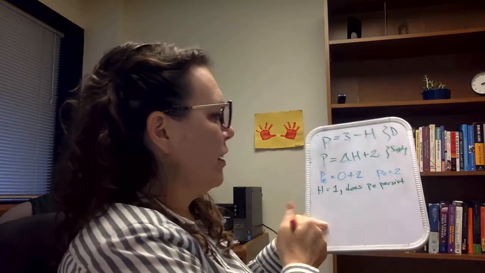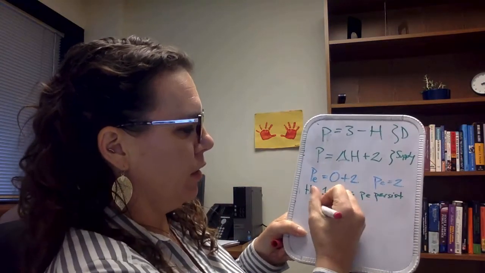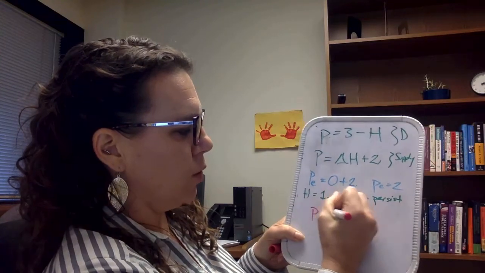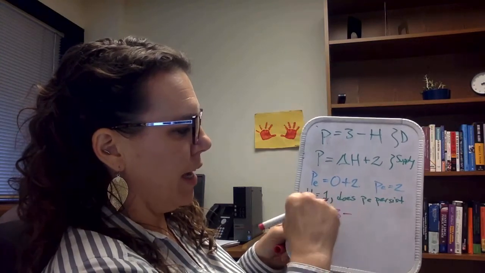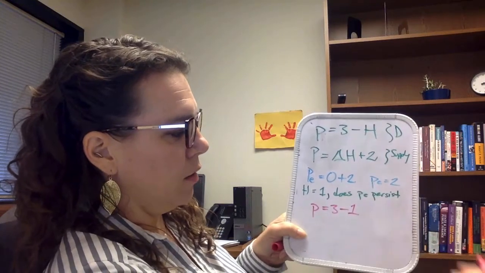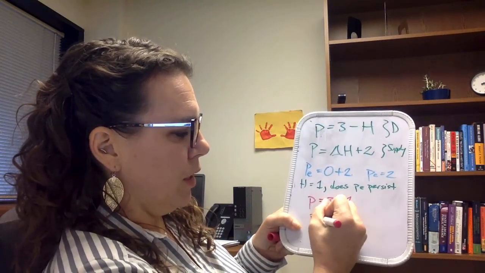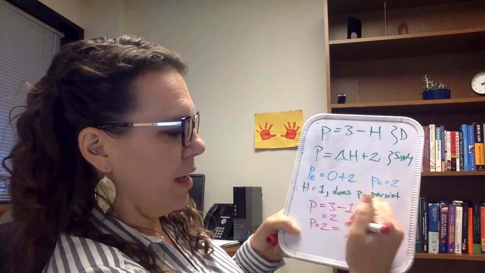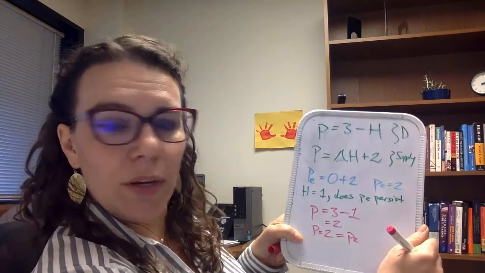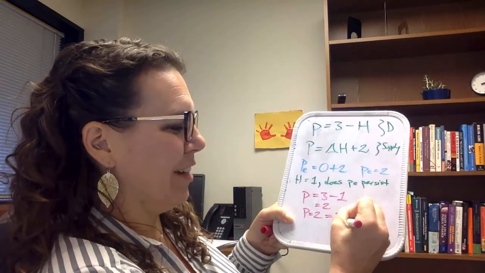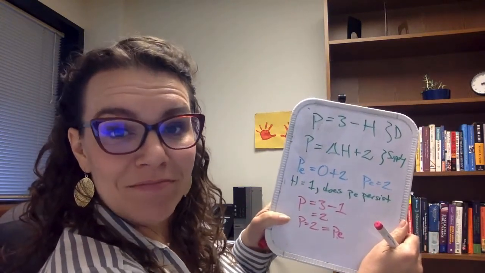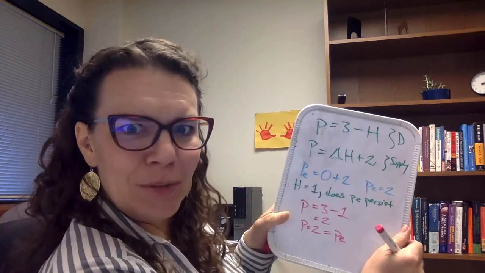We can just come over here and say, okay, let's take that demand curve and let's put P equal to 3 minus H, with H equal to 1. 3 minus 1 equals 2. P equals 2, yeah, that equilibrium price. So yes, we are in equilibrium. Straightforward, right? Super simple.